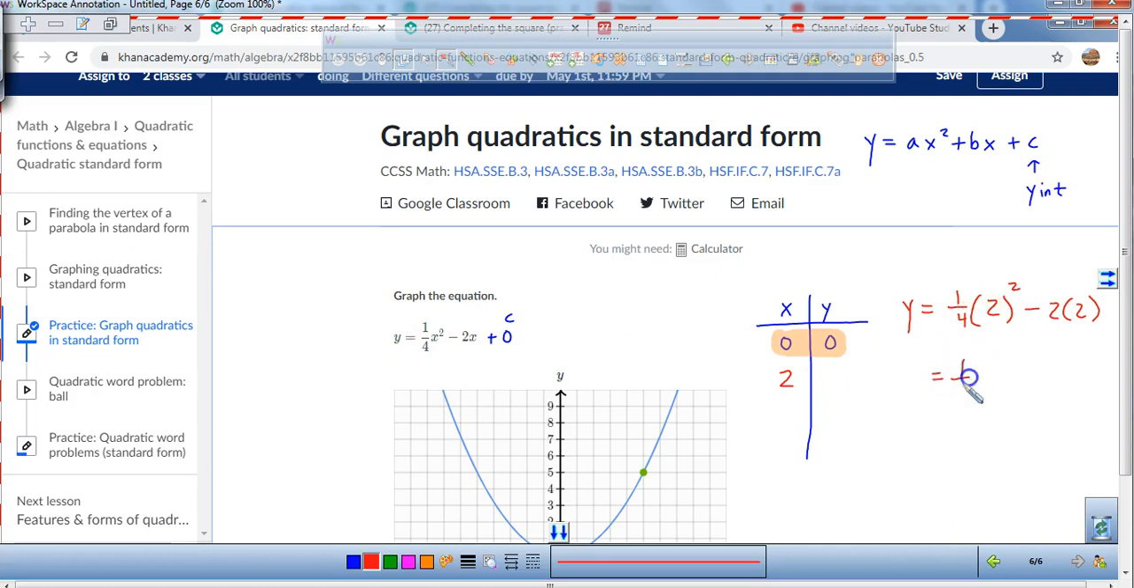So when we do that, we get 1/4 times 2 squared, which is 4, minus 2 times 2, which is minus 4. And you do 1/4 of 4. Well, 1/4 of 4 is 1, and 1 minus 4 is negative 3. All right? And so the other ordered pair I'm going to plot is (2, -3). So I have (2, -3) and I have (0, 0). But we also need to be able to find our vertex. So we have 2 points that we should be able to check to see if they pass through, but we need to be able to find our vertex.